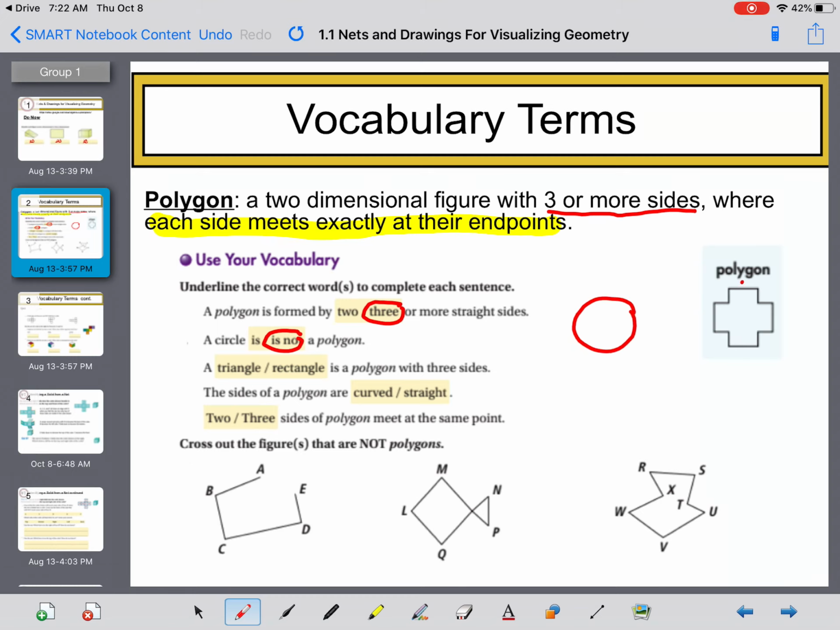If you take a look at the polygon on the right, how many sides does it have? 1, 2, 3, 4, 5, 6, 7, 8, 9, 10, 11, 12, right? 12 sides. And all of the sides meet exactly at their endpoints.